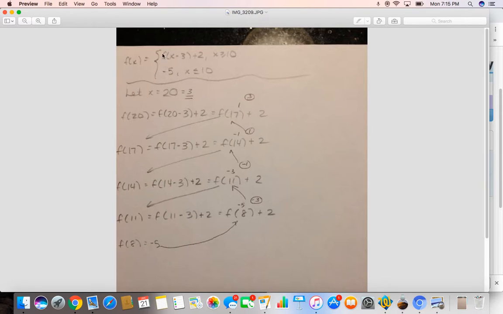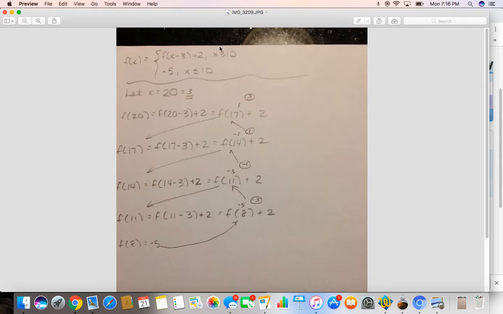So I'm using the recursive part of the definition. In other words, the function calling itself with a reduced value inside of the parentheses. So it's like we're starting again. f of 17, I use the recursive part. I plug in 17 for x. 17 minus 3 is 14. So I have f of 14 plus 2.